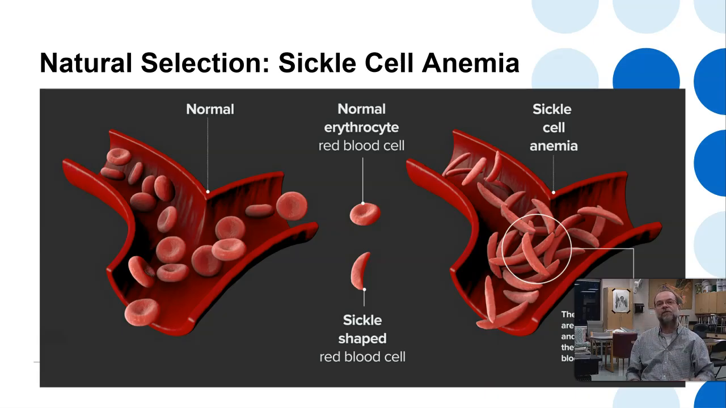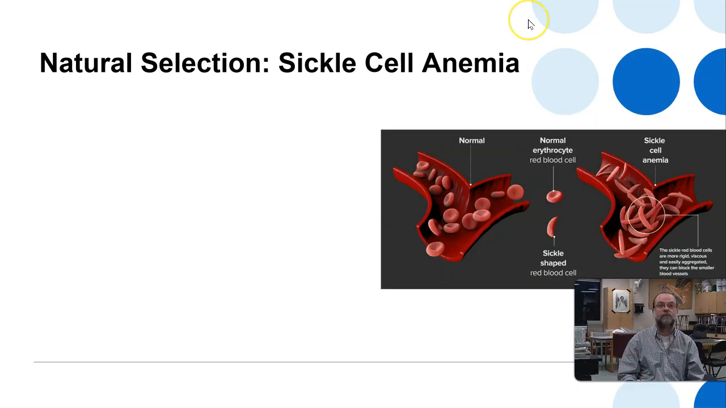Red blood cells are coated with hemoglobin, and hemoglobin's got a couple jobs, but one of the big jobs it does is it carries oxygen. It cannot carry oxygen well if it's in a sickle shape. And additionally, these tend to stick together, and people with sickle cell anemia tend to form blood clots. Very painful and can be very, very dangerous.